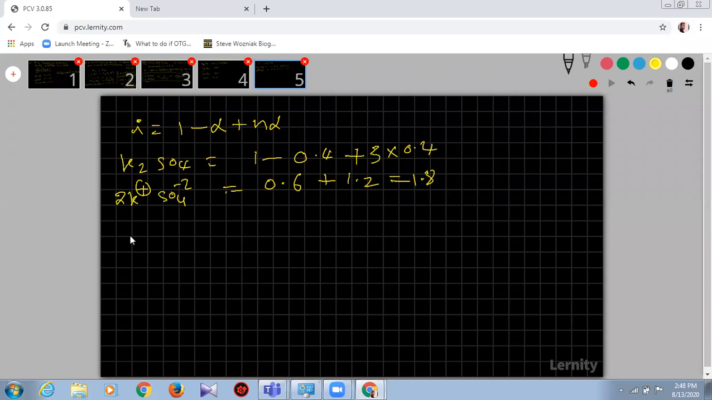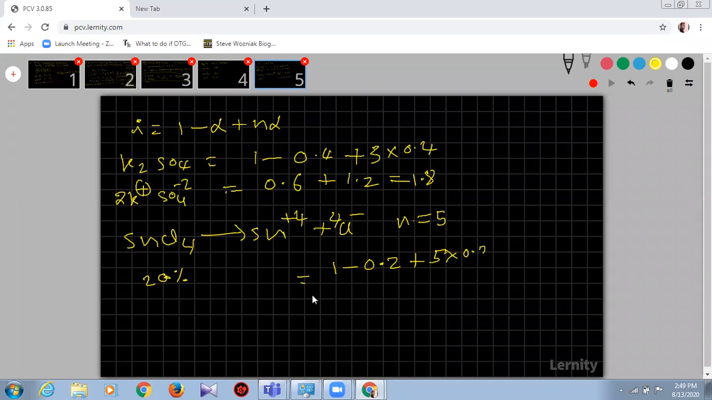In the same fashion, you can write for SnCl4. Tin tetrachloride gives Sn 4 plus and 4 Cl minus, so the n value is 5. Substitute here: 1 minus 0.2 plus 5 into 0.2, since it is 20%. So that is equal to 1.8.